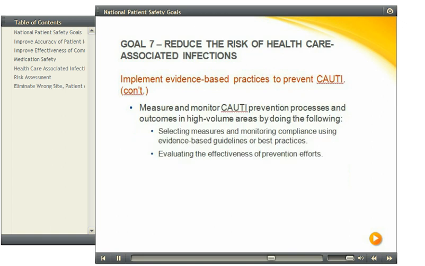Measure and monitor CAUTI prevention processes and outcomes in high-volume areas by doing the following: selecting measures and monitoring compliance using evidence-based guidelines or best practices, evaluating the effectiveness of prevention efforts.